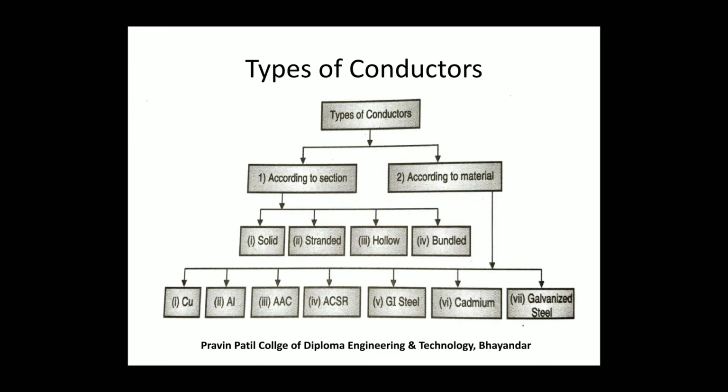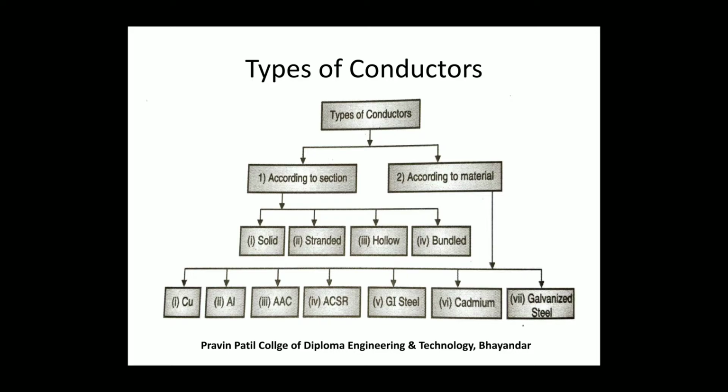Next, types of conductors. The first one is according to section. There are 4 types of conductor according to section: solid, stranded, hollow, and bundle. The second, according to material, there are a total of 7 conductors: copper, aluminum, AAAC, ACSR, GI steel, cadmium, galvanized steel. These are the types of conductors.